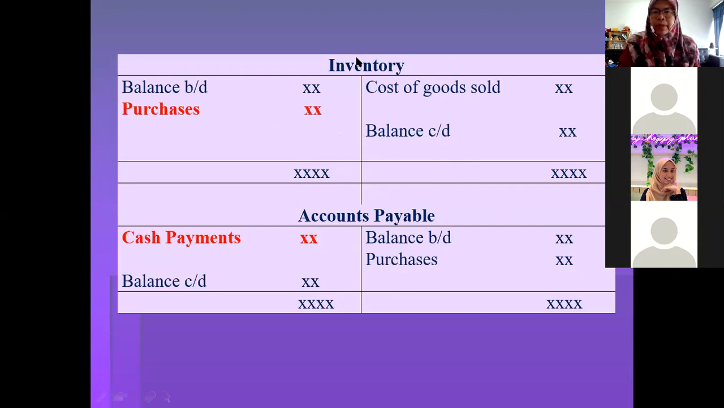Okay, so buka inventory dulu, find the purchases. Carry the purchases amount to the accounts payable account. So accounts payable, liability, credit nature. So balance, opening balance here. Balance BD. Balance CD here. Okay. So balance BD plus purchases minus balance CD. That is the cash payment to accounts payable.